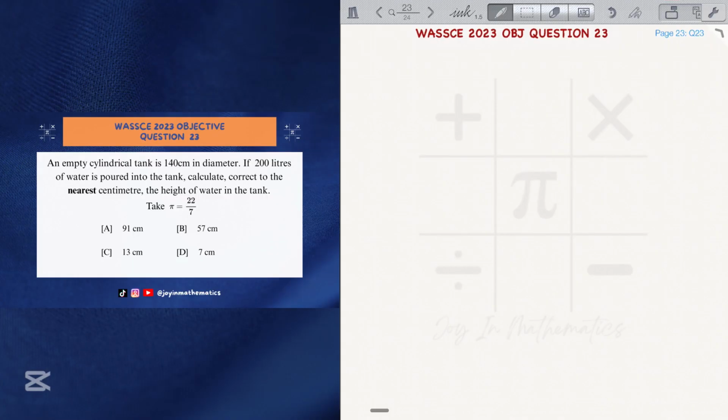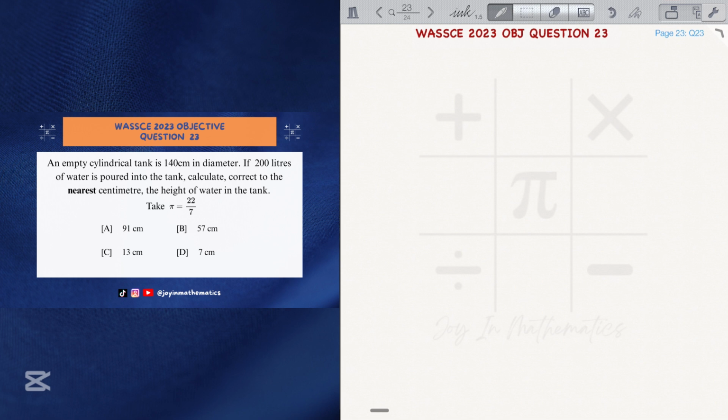WAEC 2023 Objectives Question 23. We're given the question that an empty cylindrical tank is 140 centimeters in diameter. If 200 liters of water is poured into the tank, correct to the nearest centimeter, find the height of the water in the tank. Take pi to be 22/7.